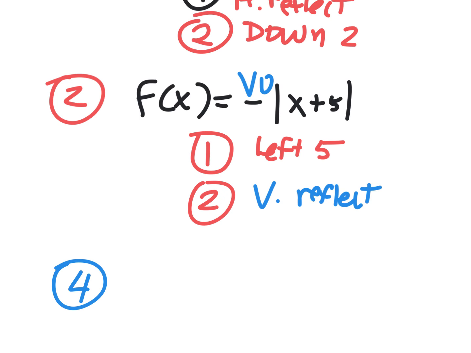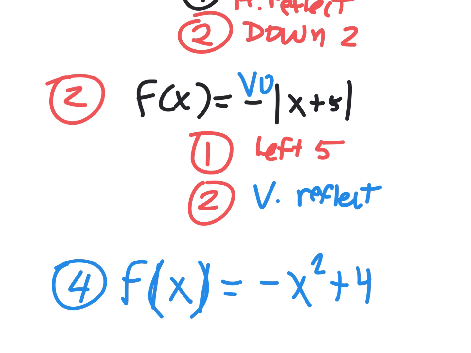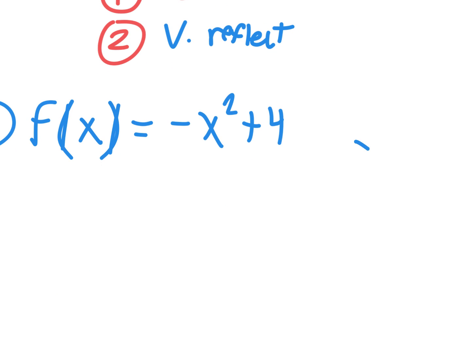Ian K, could you tell me the problem on number 4? Absolute value of x equals x squared plus 4. Oh boy, let me look at that. That's more confusing than I thought. Okay, so that's f of x equals negative x squared plus 4. When you were saying this, I thought you meant absolute value. Did I copy that right? Yeah. Okay, good.